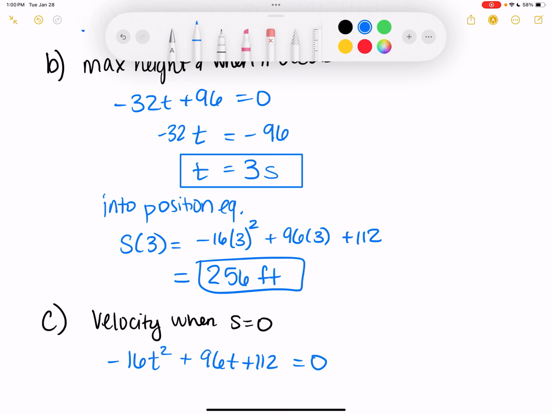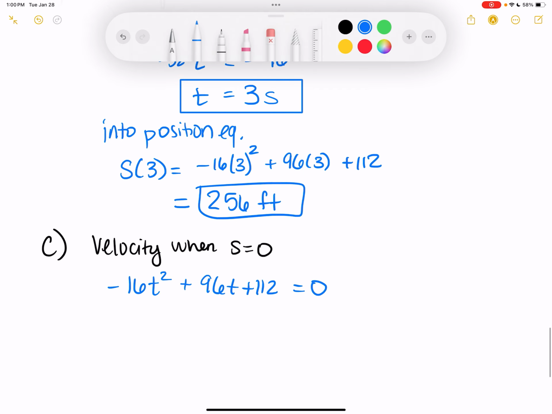Can we just take out a negative 16 so we can understand it better? That works too. Okay, we don't have to worry about it. Just get rid of it. So obviously that's disappearing. So then I need to factor what's in the parentheses.